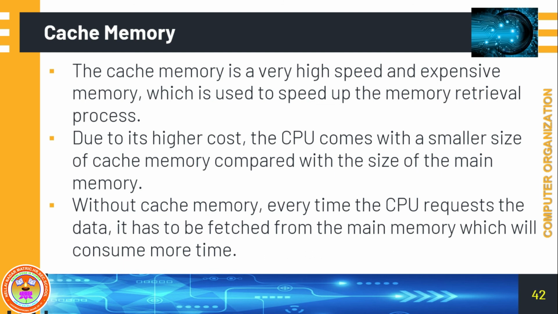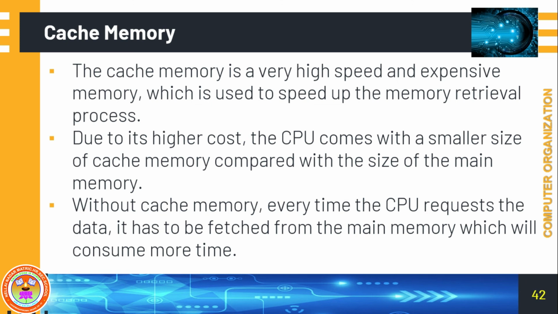Due to its higher cost, the CPU comes with a smaller size of cache memory. Why? Because it is very high speed, and the process is also very high-end and expensive. That's why it is so expensive. So due to the higher cost, CPUs come with a smaller cache compared with the size of the main memory. Without cache memory, every time the CPU requests data, it has to be fetched from the main memory, which will consume more time.